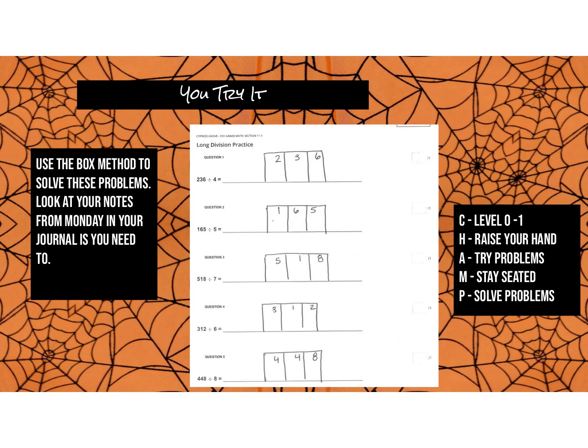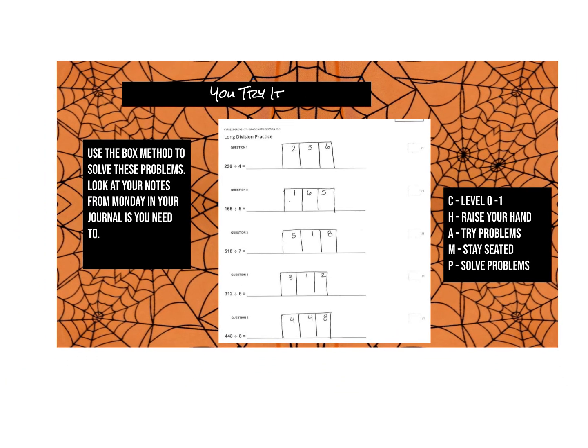This is your second activity page, and on this activity page, you're going to use the box method to solve these problems. Let's look at your notes from Monday in your journal. That will give you a review of how the box method works. There are 5 problems to complete. If you get this completed, then you need to turn it into the tray. Don't forget to highlight your name.